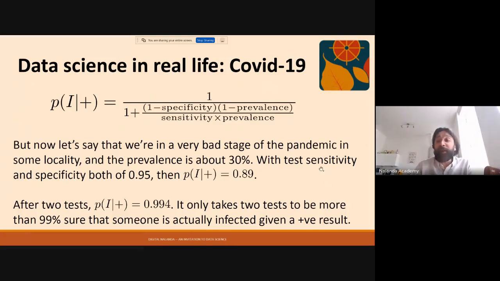So with the same test sensitivity and specificity, okay, so the tests haven't changed. They're still 0.95 specific and 0.95 sensitive. Then with a prevalence of 30%, a single positive test tells you that you're 89% likely to have COVID, if you just put in these numbers. And after 2 tests, it's 0.994. So it only takes 2 tests to be more than 99% sure that somebody is actually infected given a positive result, compared to when the prevalence was only 1%, where it took 4.